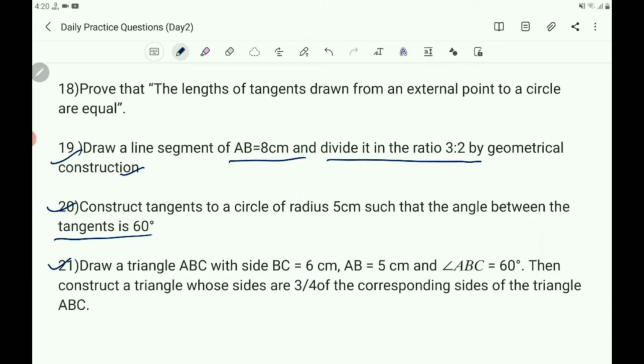All these constructions are done in the construction chapter. So the question may be different, but the methods are the same here. Follow the steps of the construction done in the construction chapter, learn the construction, and do the construction of the 19th question, 20th question and question number 21. So follow the steps of the construction in the construction chapter and complete the construction for the given questions here.